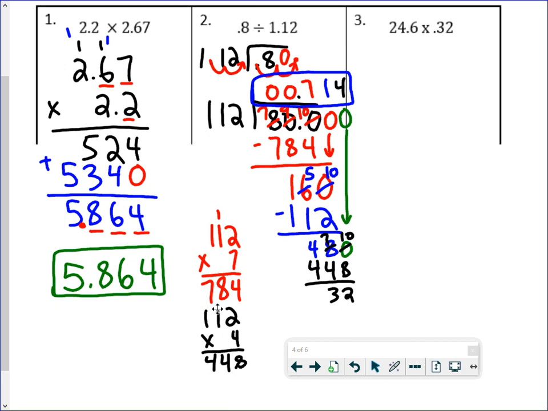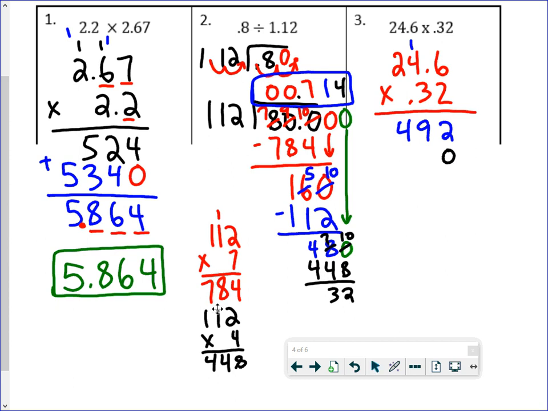So let's look at number 3. 24 and 6 tenths times 32 hundredths. Let's go ahead and start in the hundredths place. So 6 times 2 is 12. 4 times 2 is 8 plus 1 is 9. 2 times 2 is 4. Put our place value holder.